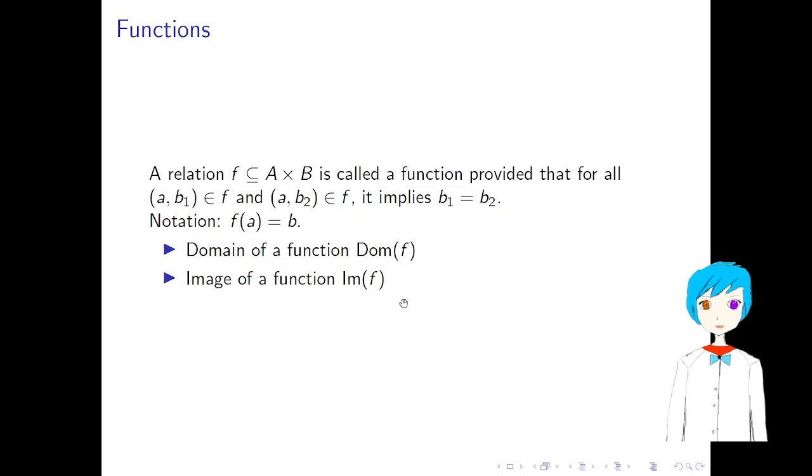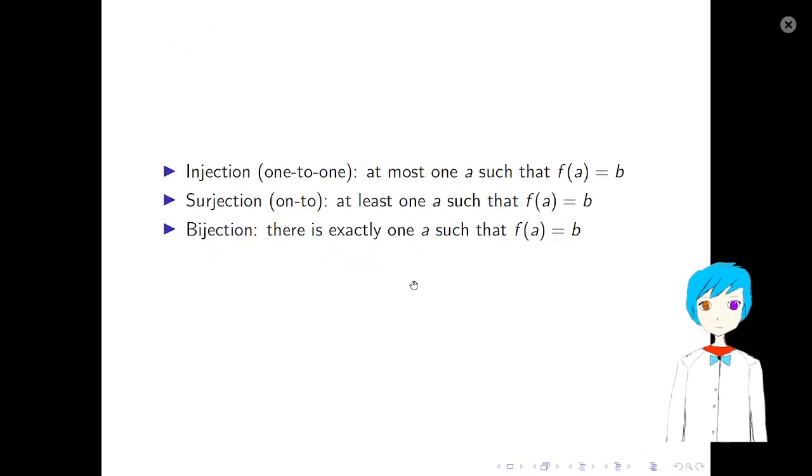The domain of a function is denoted by dom(f). It is just A, the whole set A. The image of a function is denoted by image of f. It is the values f(a) for all small a in this big set capital A, so it is a subset of B.